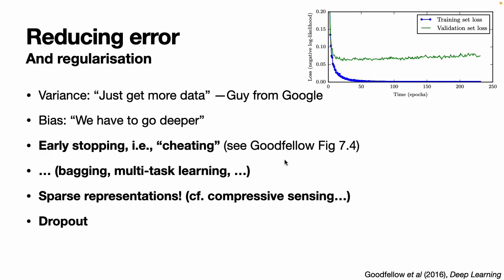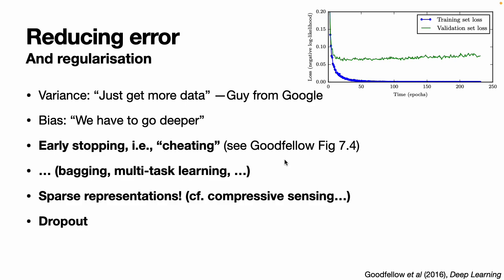There are lots of other things. You can go into Goodfellow and read a bunch of different hacks. I don't actually remember exactly what bagging and multitask learning are. It's kind of when you create lots of different models with lots of different training data sets, and then you average them together, and that has similar sorts of effect.